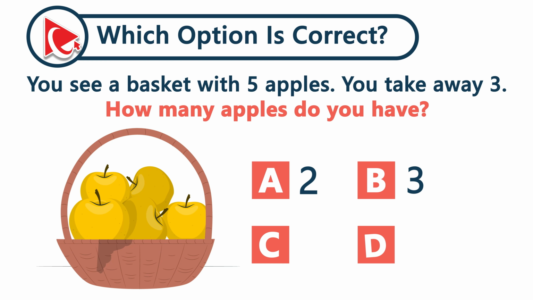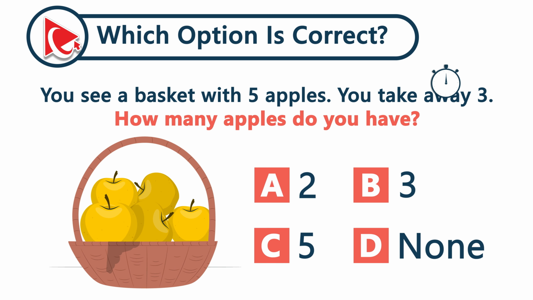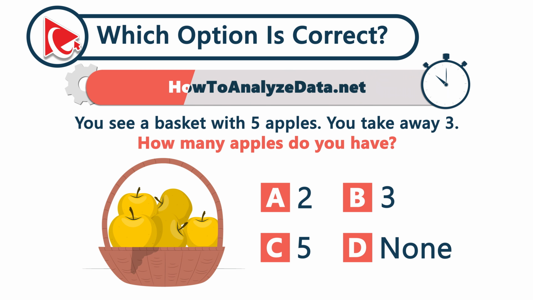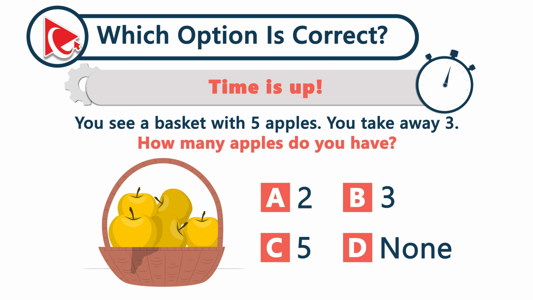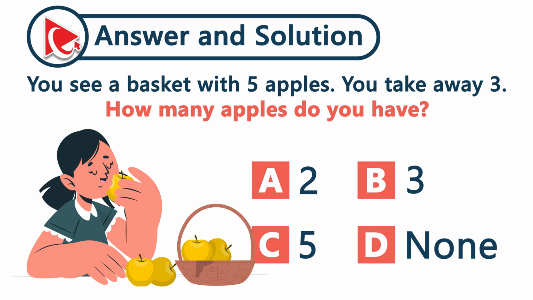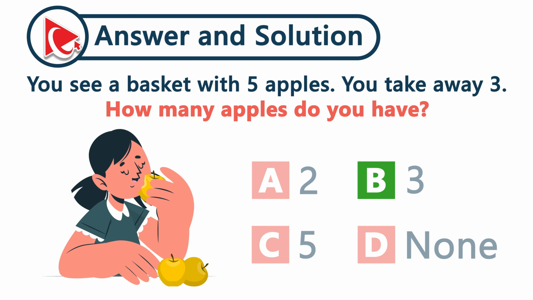You see a basket with 5 apples. You take away 3. So how many apples do you have? Sounds like a trick, right? Let's break it down. You see 5 apples, but that's just a setup. Then you take away 3. So which apples do you have? Think carefully. You now possess the 3 apples you took. Doesn't matter how many apples are left in the basket. The question asked, how many apples do you have? So the final answer here is choice B, 3.